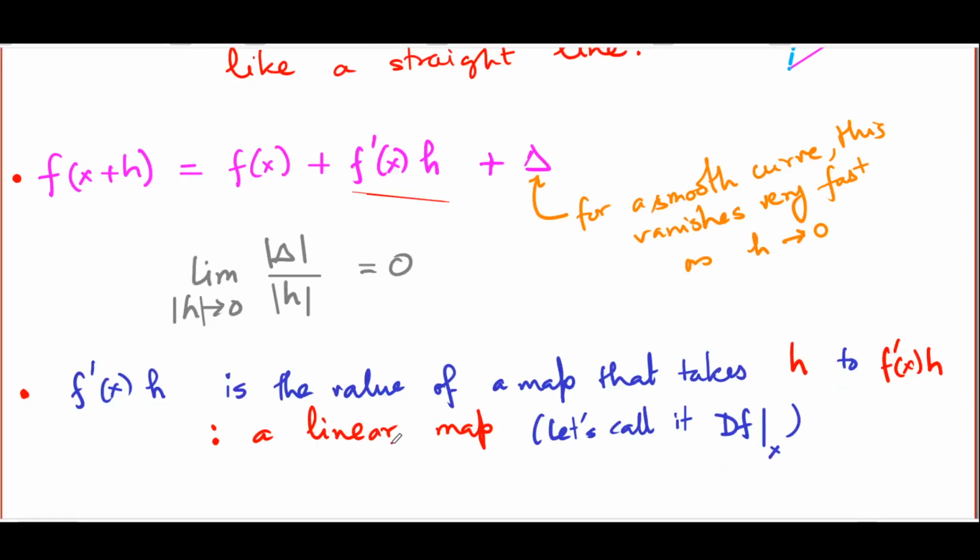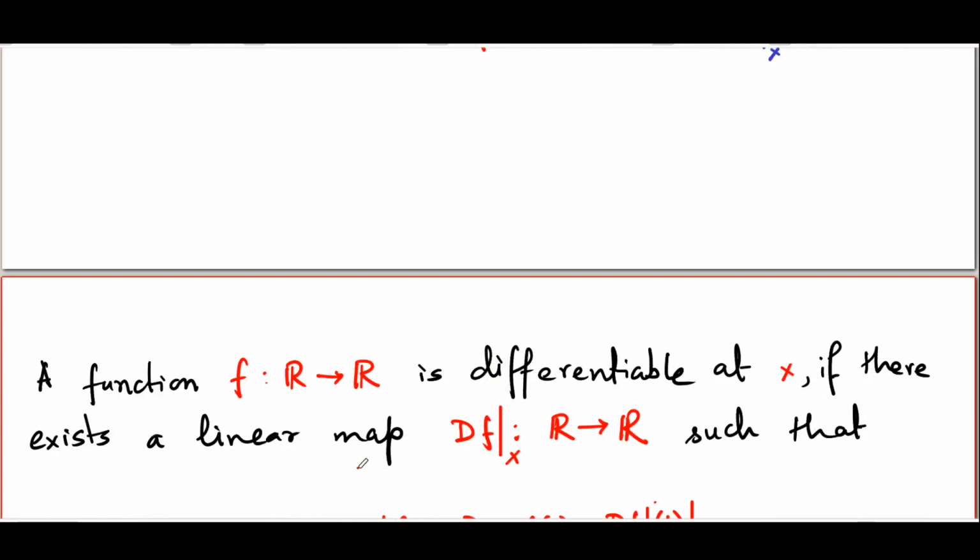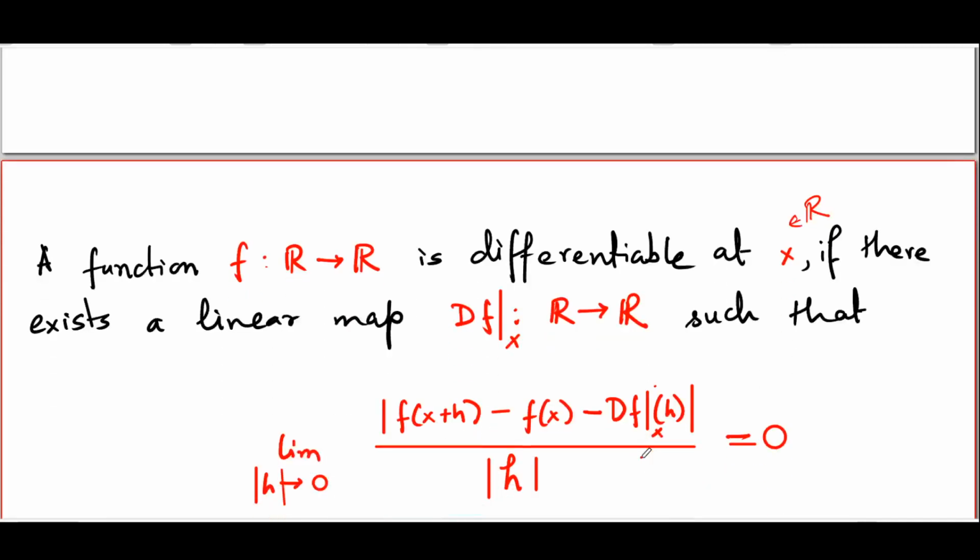Now putting all this together, we can actually give a different definition of differentiability of a function at x. This is of course once again a function from R to R, and it's not really a different definition, it's just an equivalent one. And the definition goes as follows. A function f from R to R is differentiable at x, of course a point in R, if there exists a linear map, the so-called df at x, which is again a linear map from R to R, our map which changes h to f prime x times h, such that the following happens.